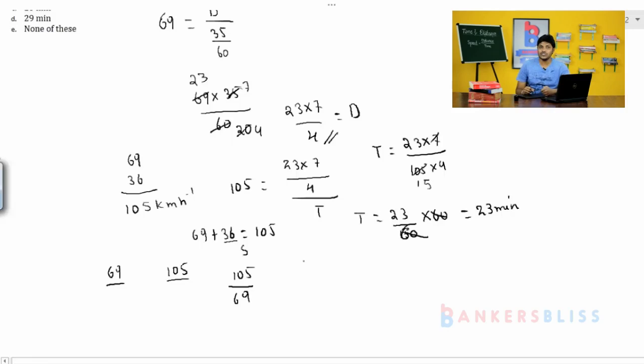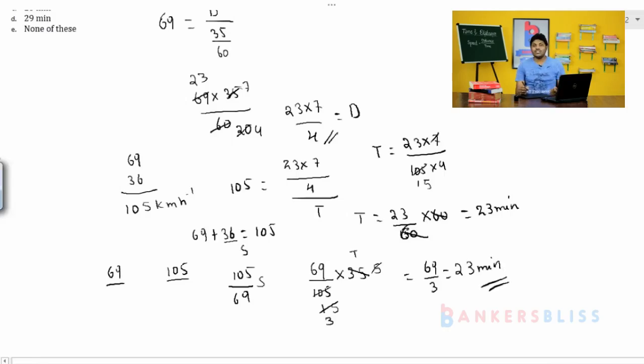Then how about the time? Time is inversely proportional to speed. So, time is going to become 69 by 105 of the original time. Original time was 35. See here, 7 1s are 7, 7 5s are 35. Next, 5 3s are 15. So, 69 by 3, 3 2s are 6, 3 3s are 9. So, 23 minutes. See how easily we got the answer.